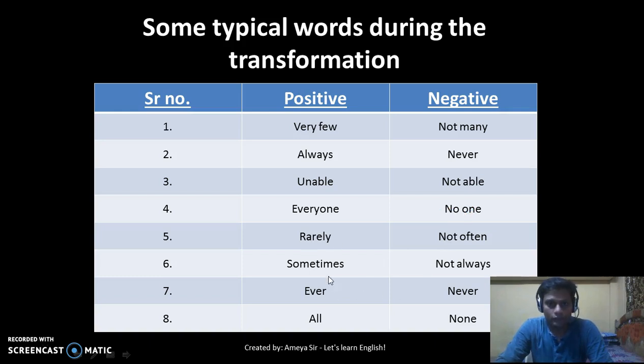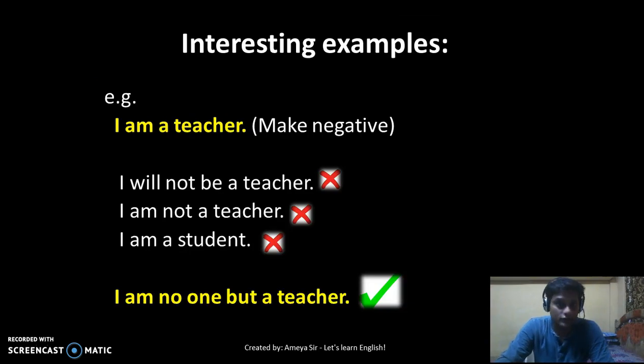Rarely, not often, sometimes in a positive idea will become not always while expressing it in negative: ever, never, all, and none. So I would recommend that you pause the video if you want to make a list of it in your notebook and study it for future reference. Now we will see interesting examples. These are very important examples to study, and you would simply love them, of how to bring about the transformation when it comes to such exceptional sentences.